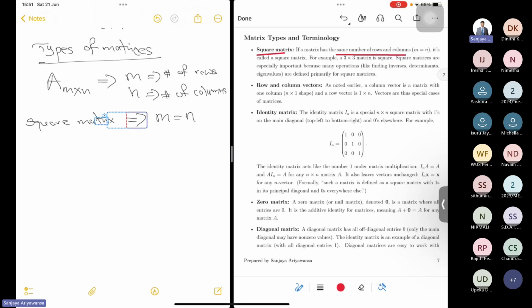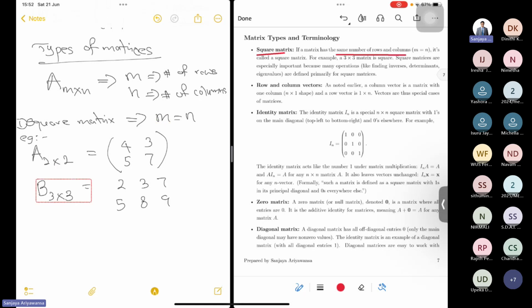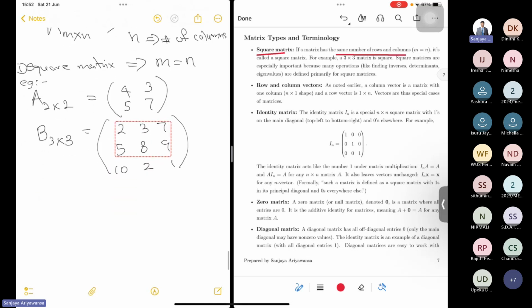So for example, you can have a 2 by 2 matrix. Let's say 4, 3, 5, 7. Right? So 4, 3, 5, 7. This is a 2 by 2 matrix. Therefore, it's a square matrix. Let's take a 3 by 3 matrix. That means it has 3 rows and 3 columns. 5, 8, 9, 10, 2, 1. So that's a 3 by 3 matrix, so it's a square matrix. Why? Because the number of rows and columns are the same.